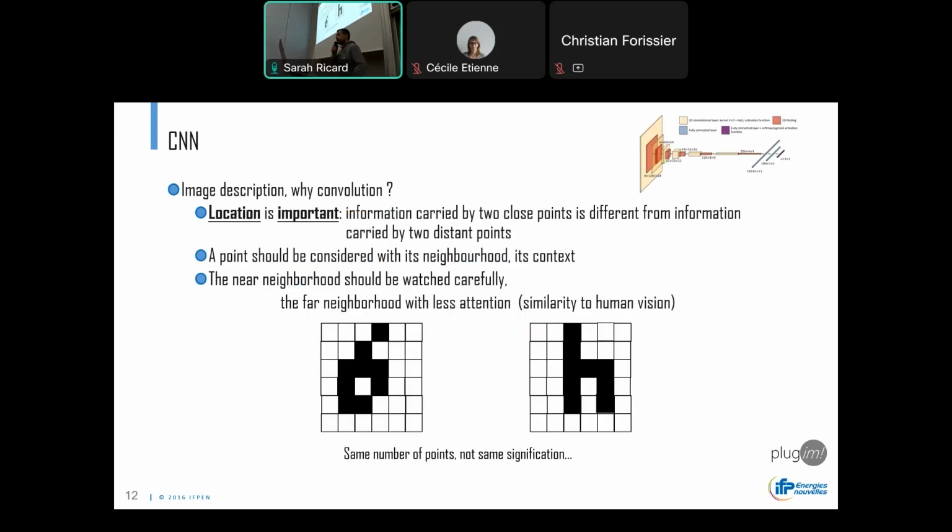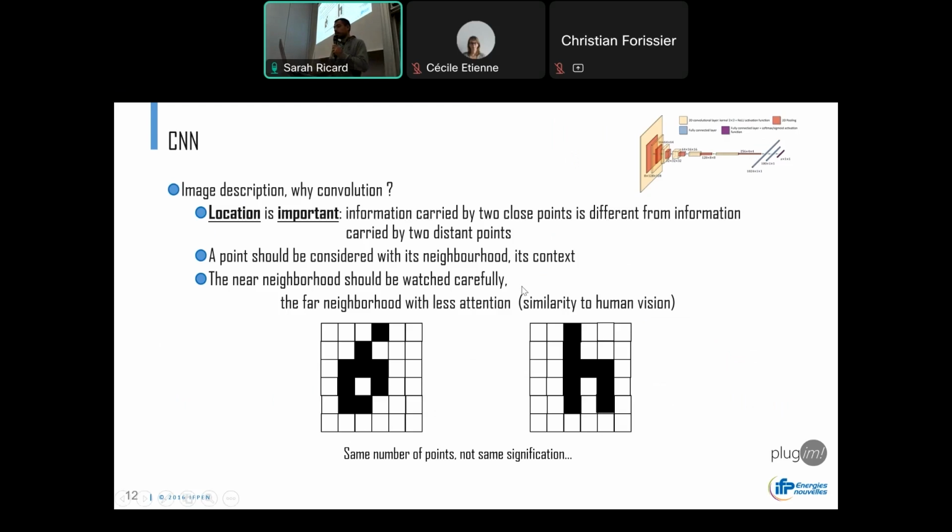In CNN, what is very important is that we use the convolution operation. And why do we use convolution? It's because of an image, or a signal, because it can be seen the same way, or a volume. In an image, the location of a point is very important. So the information carried by two close points is very different from the information carried by two distant points.